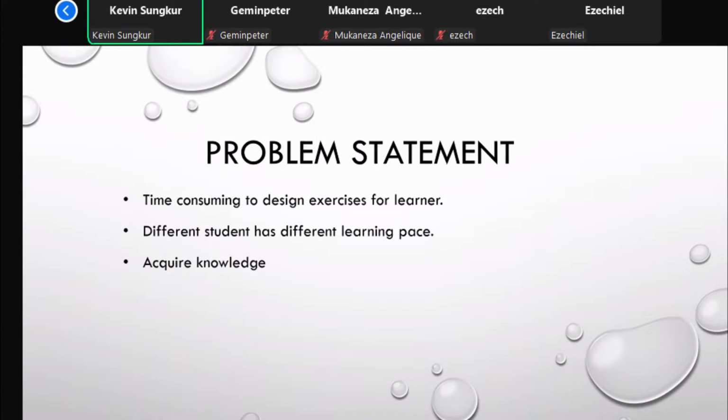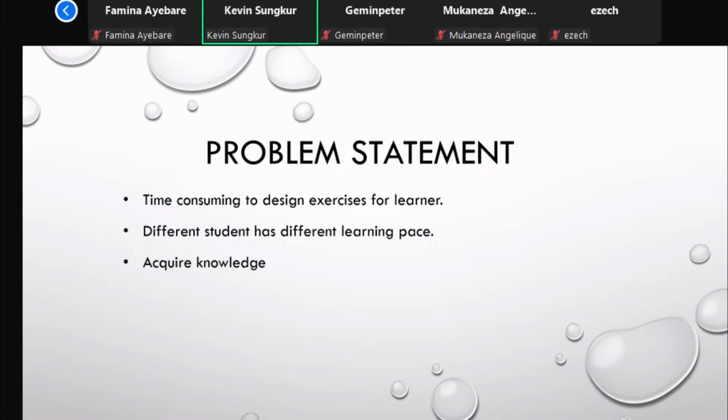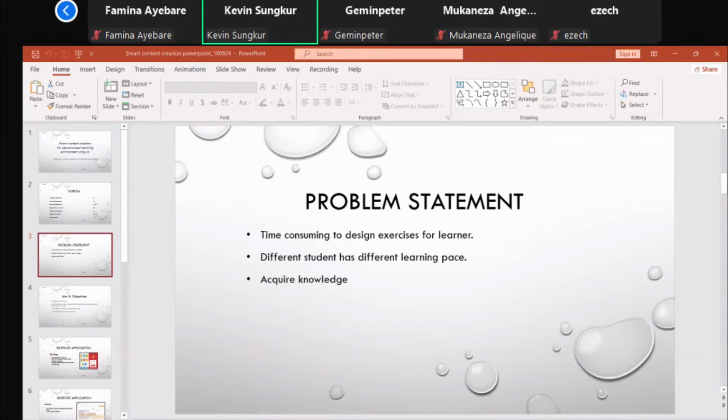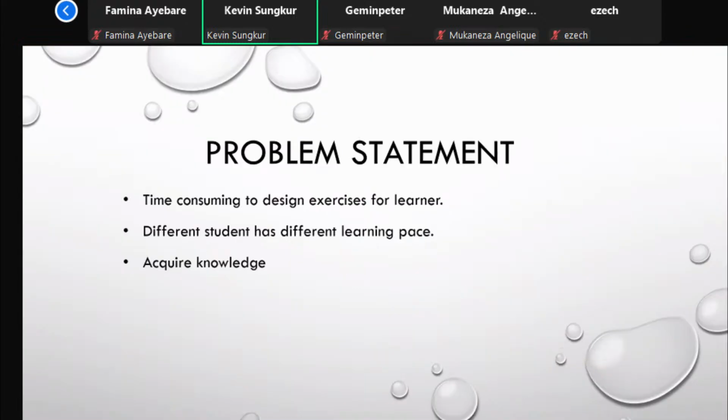As a problem statement, it is time consuming to design exercises for learners because learners have to consolidate what they are learning. Learning is not one size fits all. Different students have different learning paces and different styles of learning; they learn differently. So one size fits all learning is not applicable. This is important for researchers. We have different styles and paces of learning, and learners at different levels of knowledge. But when designing exercises for learners, it should be more personalized.